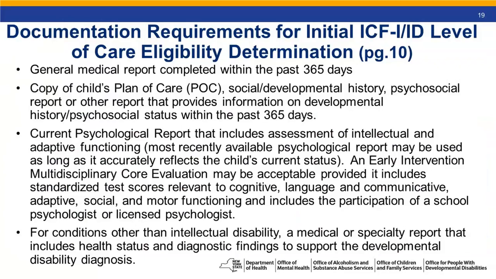Now the next slide, we get into documentation requirements needed for the initial ICF-I level of care eligibility determination. This is spelled out on page 10 of the manual. And again, this is required for new foster care children, and as a best practice, we are urging people to complete the redetermination of the ICF-I level of care eligibility for children who have transitioned from the care at home waiver, or for children who are newly diagnosed with a DD diagnosis.